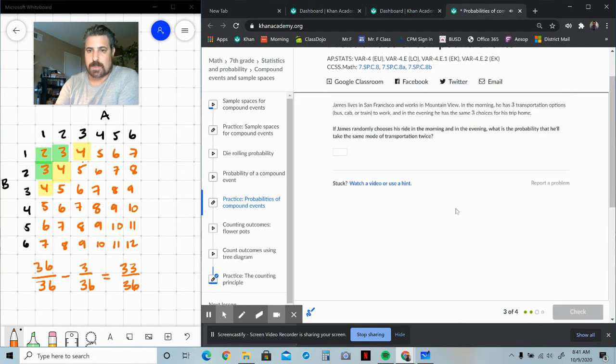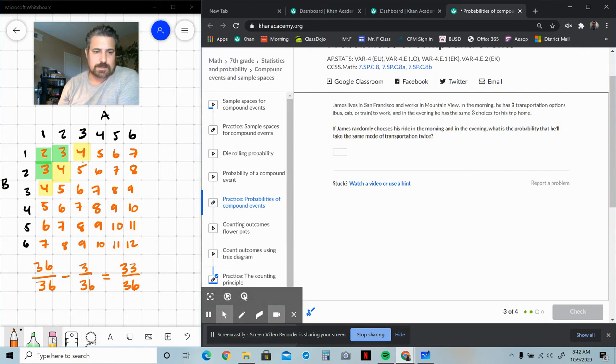Okay, James lives in San Francisco and works in Mountain View. In the morning, he has 3 transportation options: bus, cab, or train to work. And in the evening, he has the same 3 choices to come home. If James randomly chooses his ride in the morning and in the evening, what is the probability that he will take the same mode of transportation twice?